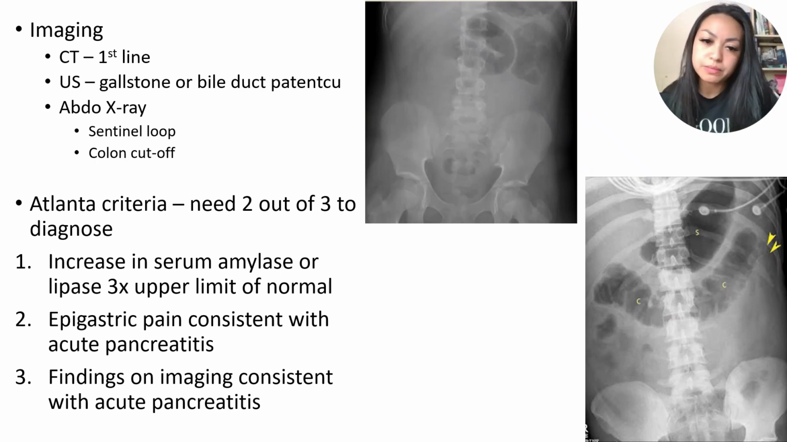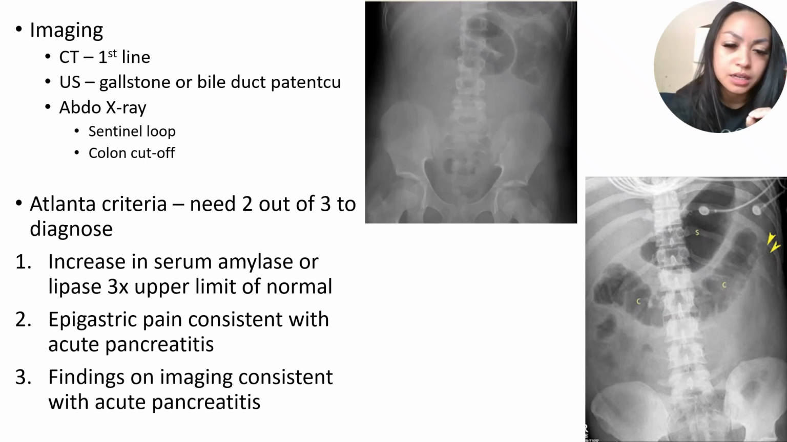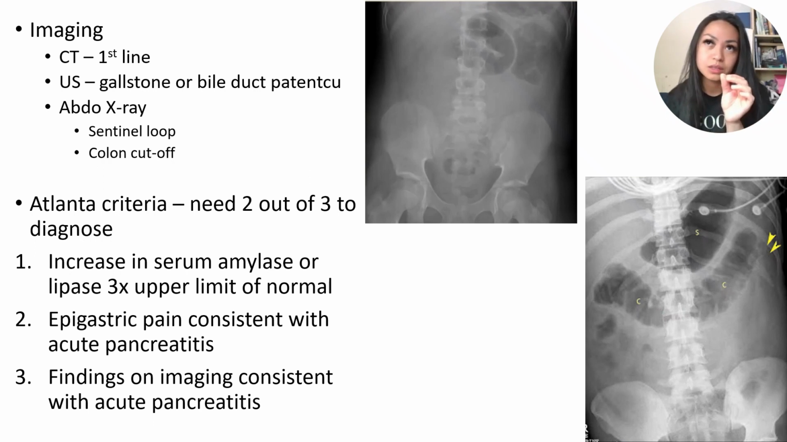Okay, so now let's talk about the imaging that we use to diagnose acute pancreatitis. The first line is CT. The next one is ultrasound. Ultrasound is to see if there are any gallstones, and to check for the patency of the bile duct. Obviously, if the bile duct is not patent, there are probably stones lodged in the bile duct, pointing towards gallstones as a potential cause of the acute pancreatitis.